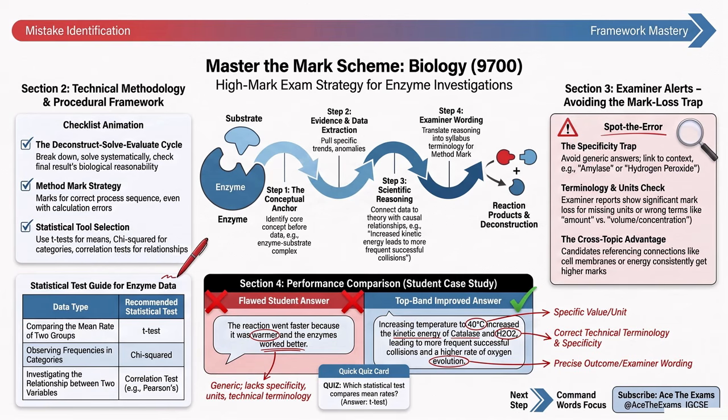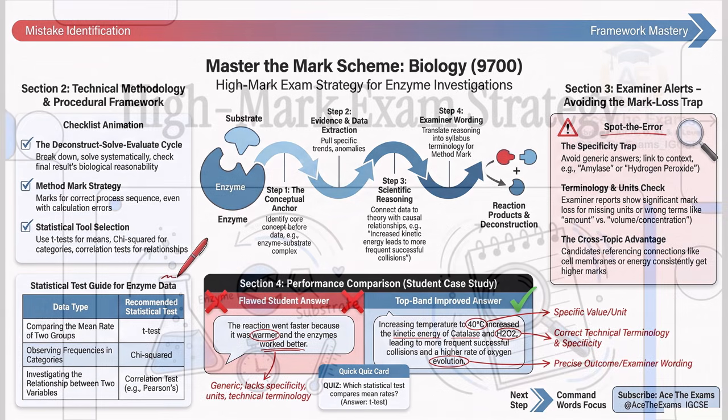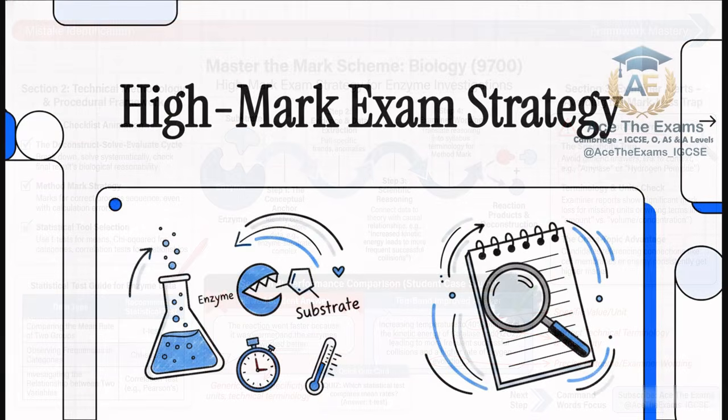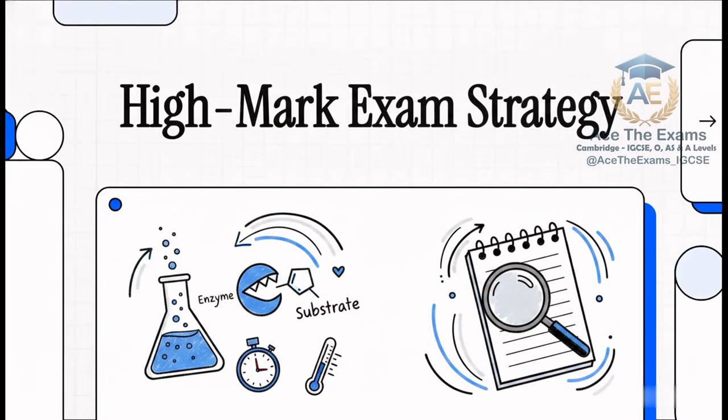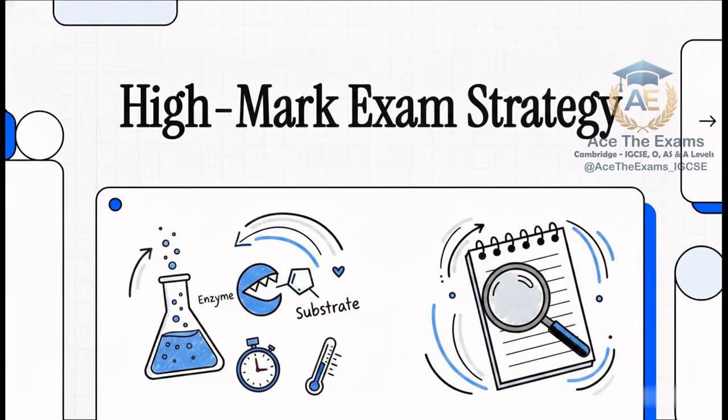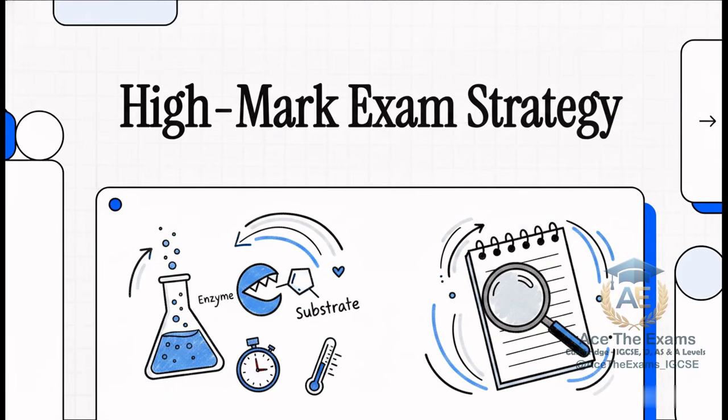Listen, most biology students lose completely easy marks on Section 3.1 of the 9700 exam. We're talking specifically about investigating enzyme catalyzed reactions. You know, things like the breakdown of hydrogen peroxide by catalase or starch by amylase. It happens all the time. But after this explainer, you are absolutely not going to be one of them.